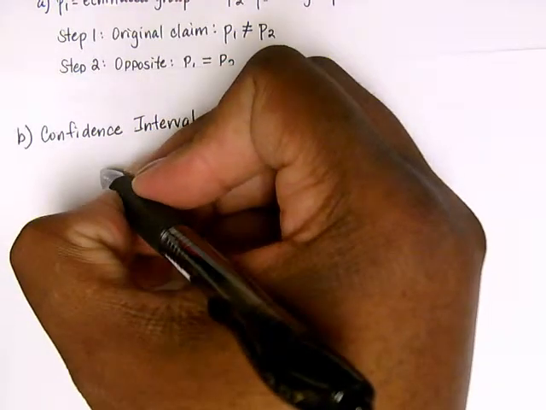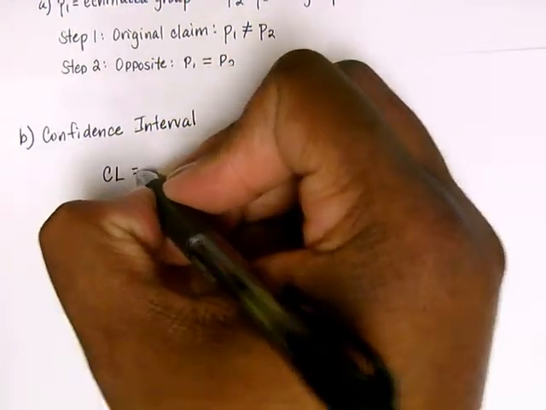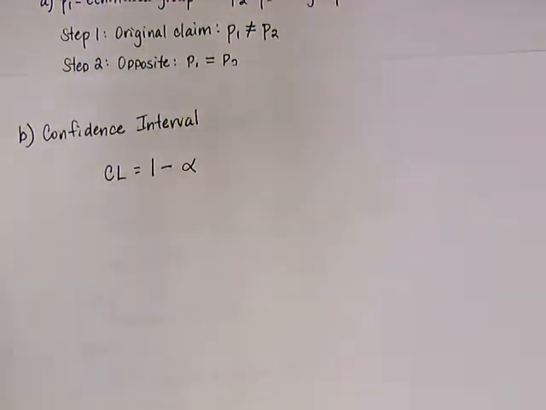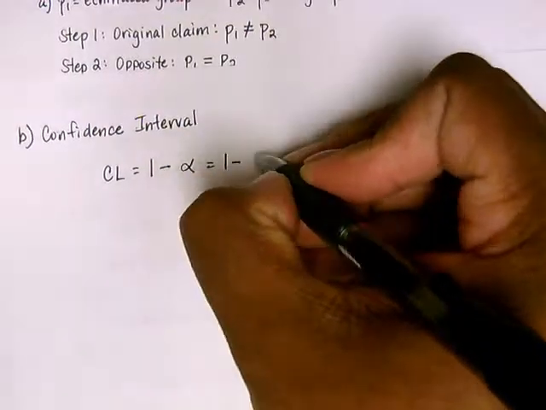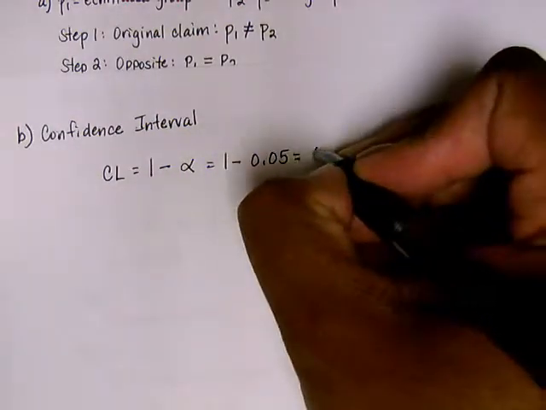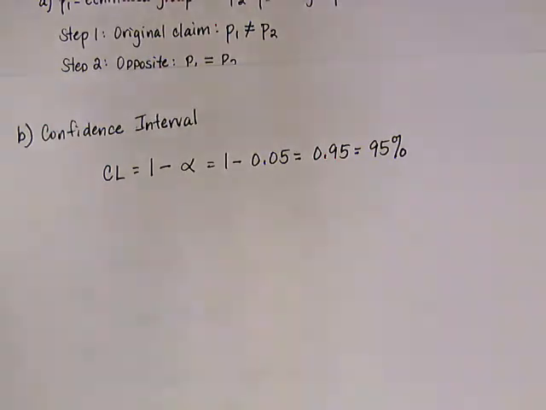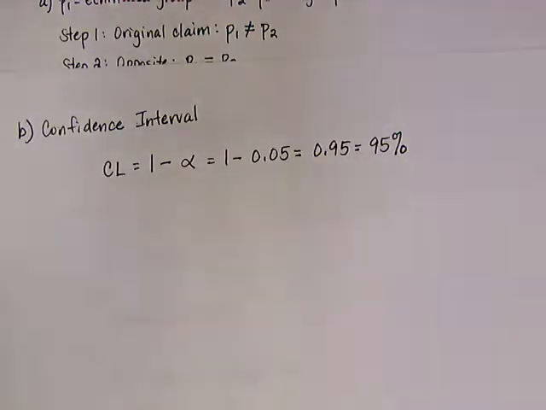So that means the confidence level, I'll just abbreviate CL, is going to be 1 minus whatever the alpha level was. And in this case, your alpha level was 0.05. So it'll be 1 minus 0.05, which will be 0.95. And that's going to be a 95% confidence level. Okay? If you have a one-tailed test, then your confidence level will be 1 minus 2 times alpha. But for a two-tailed test, it'll be 1 minus the alpha level, because in a two-tailed test, your alpha level is in two tails.